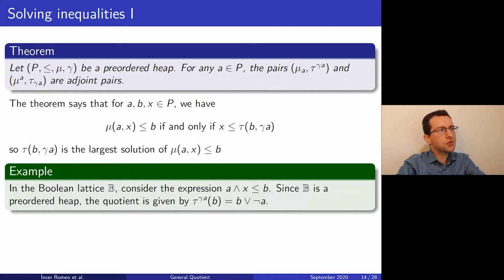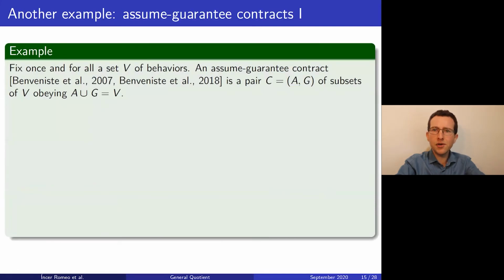If we apply this notion to the Boolean lattice, which we showed is a preorder heap, we can consider equations of the form A times X less than or equal to B, and the quotient by this theorem is given by tau to the gamma A of B, and that is B or not A, which is the same thing as A implies B. So with this theorem, we know how to find quotients for inequalities. Let's look at another example.